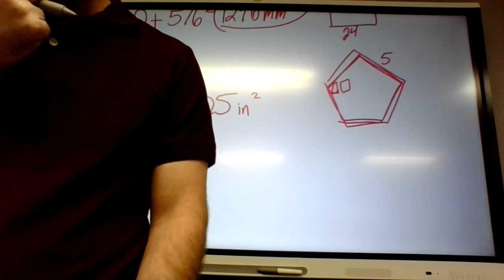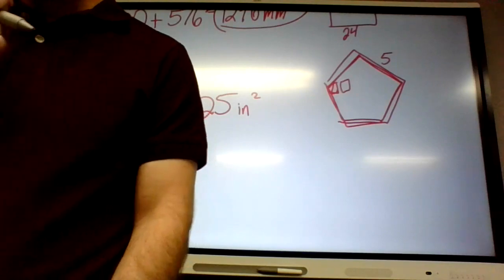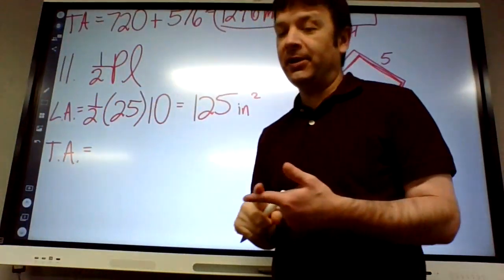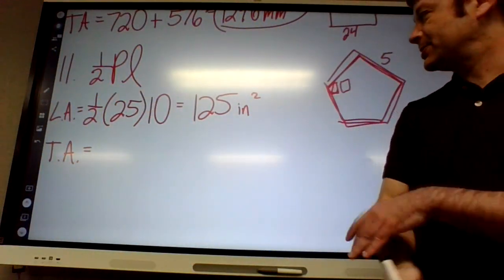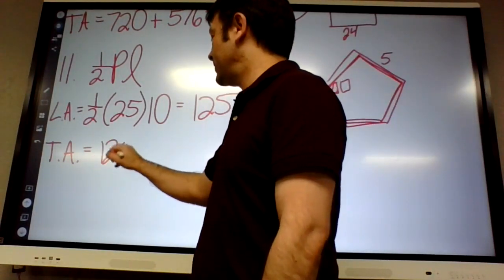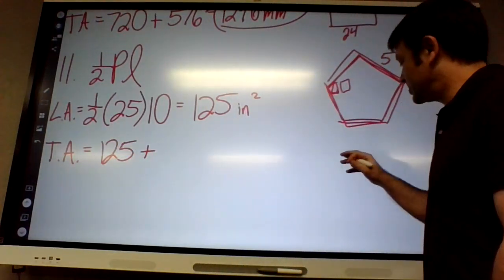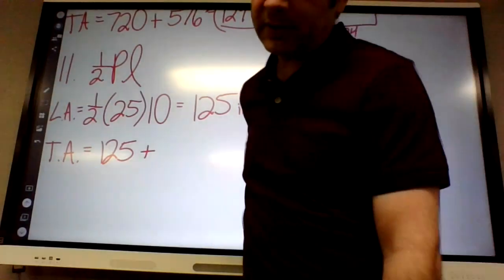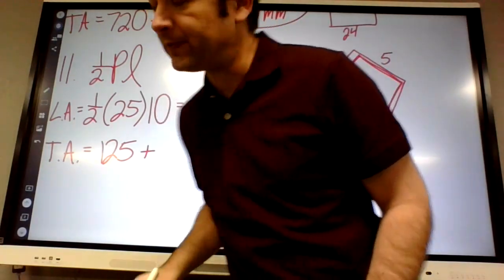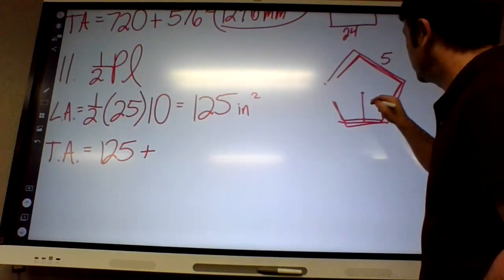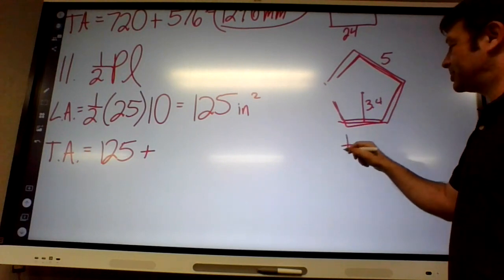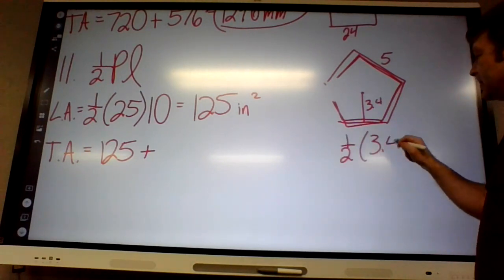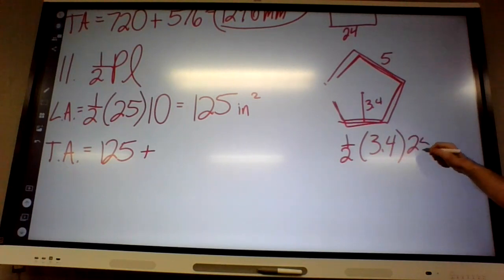Okay. We need the base area. So we got the lateral area, so we just need to add on the area of the base. So the lateral area was 125. How do I find the area of this pentagon base? Let's see, the apothem is 3.4. So it's 1/2 times apothem times perimeter. Remember earlier we said the perimeter was 25.